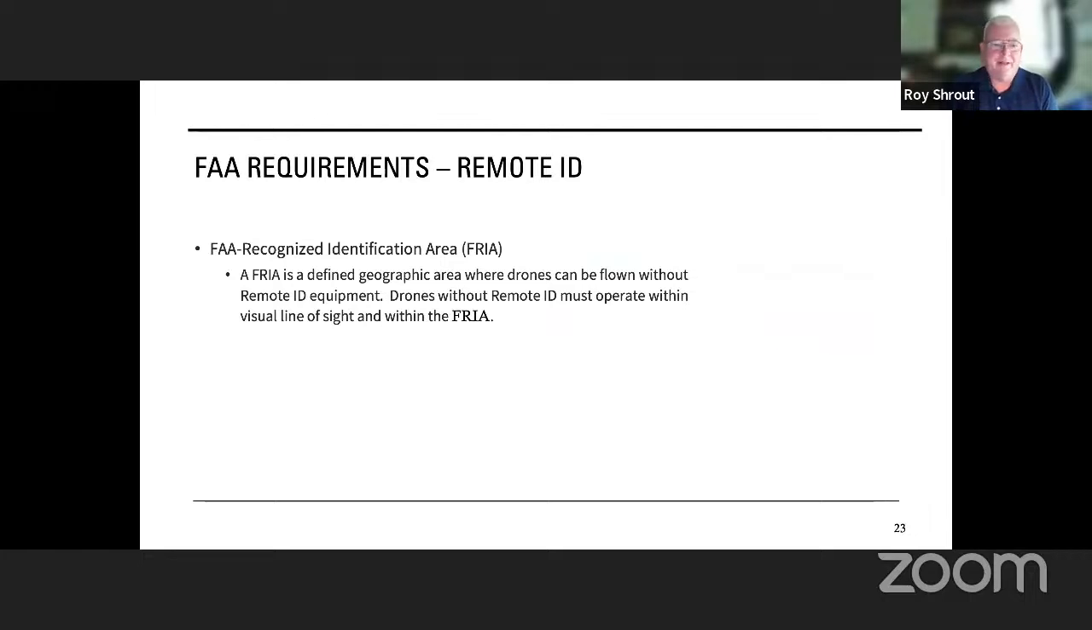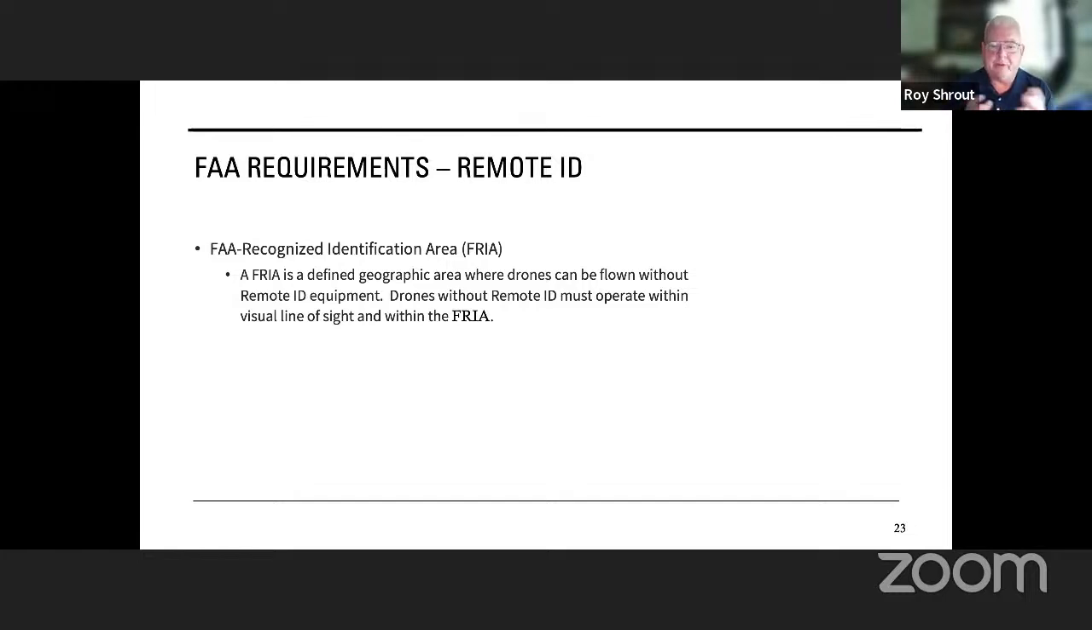Again, another abbreviation, Recognized Identification Area. It's a geographic area where drones can be flown without remote ID equipment. So you can go to the FAA website, check it out, see what's going on. So again, Big Brother is looking out for you.